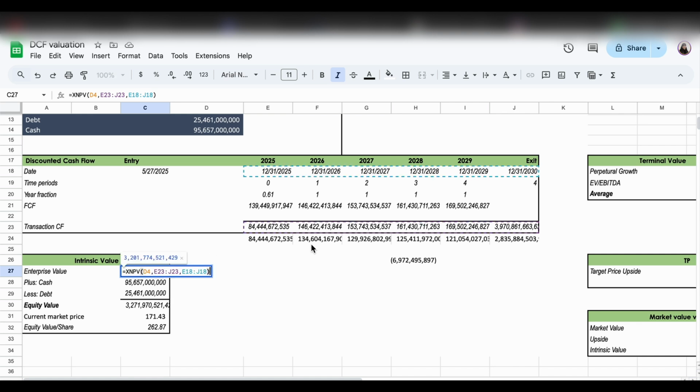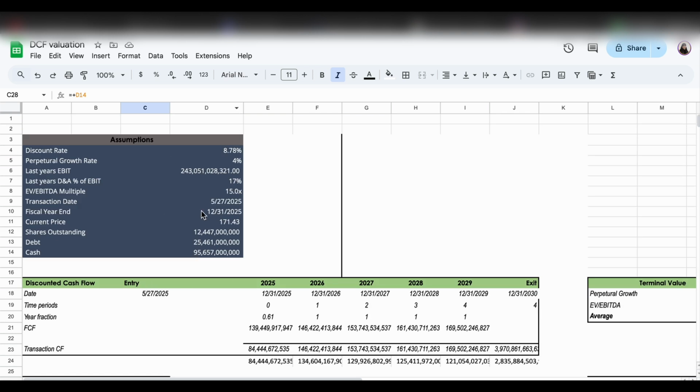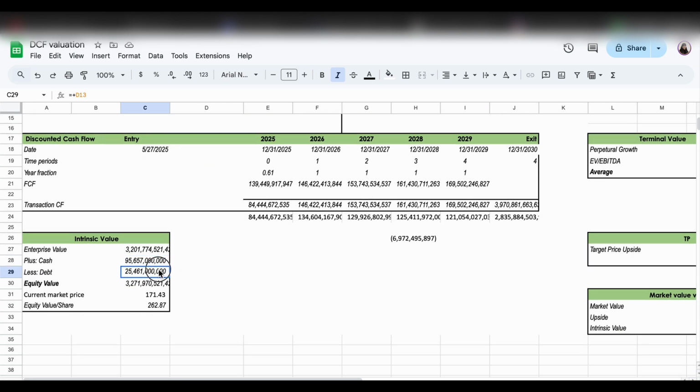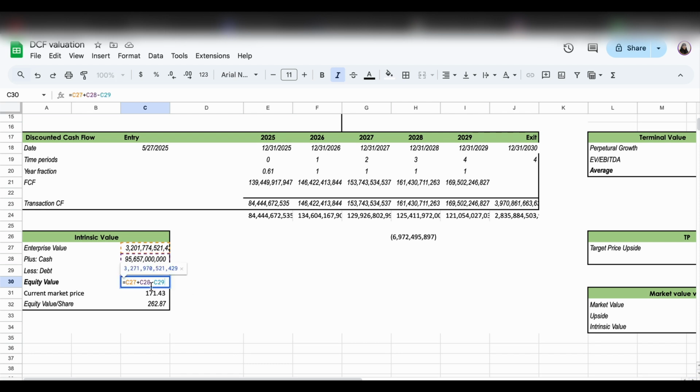I'm just taking this formula for the forecast. Then you add the cash that we've extracted here from the FMP endpoints. Then you take the debt, and equity value is equal to enterprise value plus cash and minus debt. And you get the equity value.